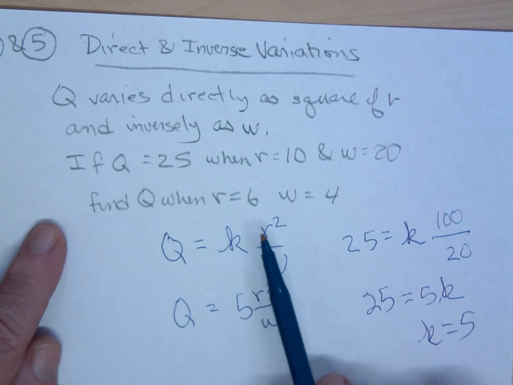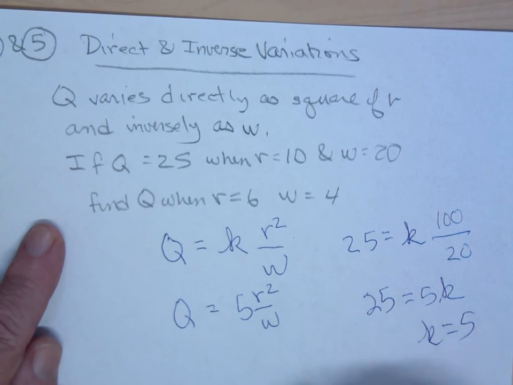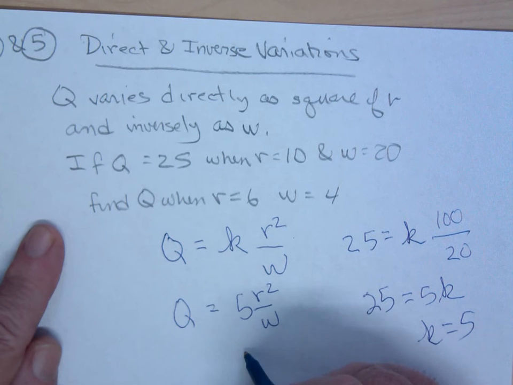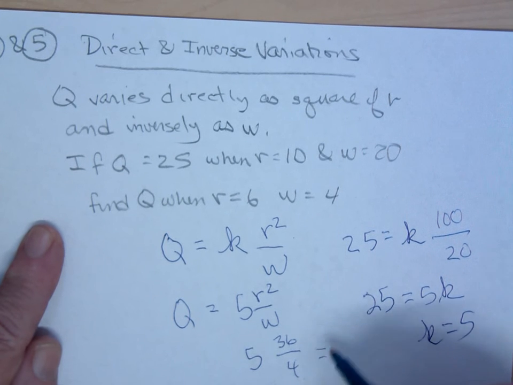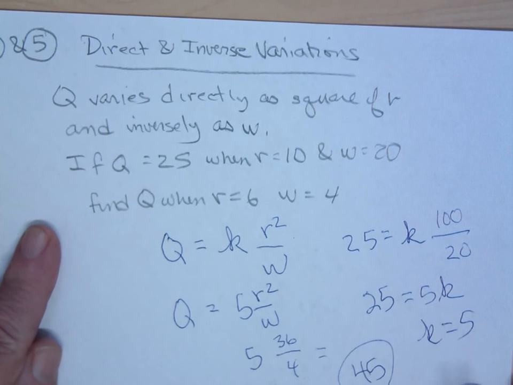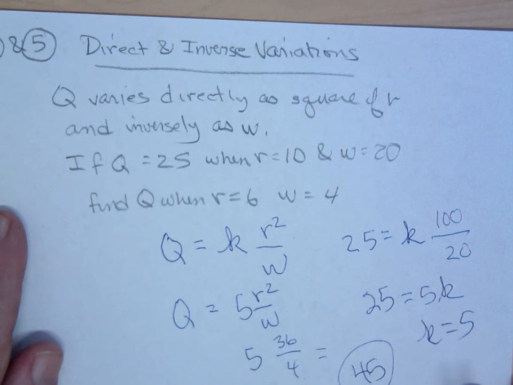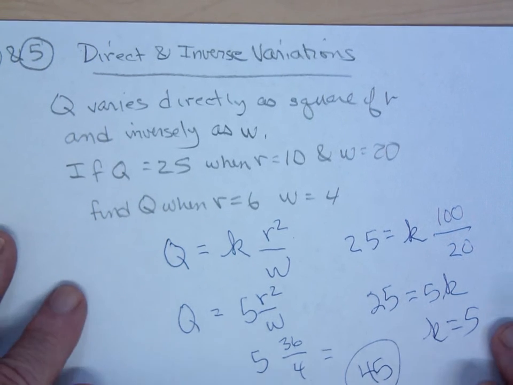But now we say what happens when R is 6 and W is 4. And we will substitute those in. We will have 5 times R squared, which is 36, divided by W, which is 4, and that's going to be 9, and 9 times 5 is 45. So that's the answer to that problem. And we have both direct and inverse variation problems in the test itself.